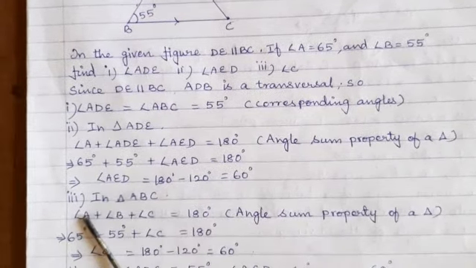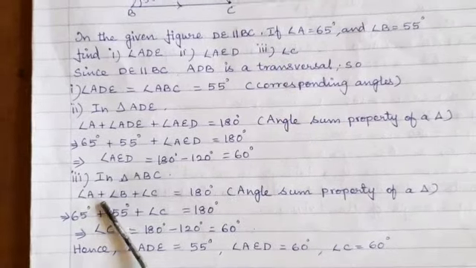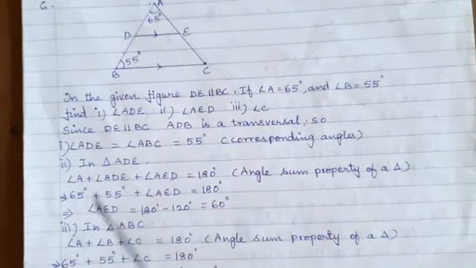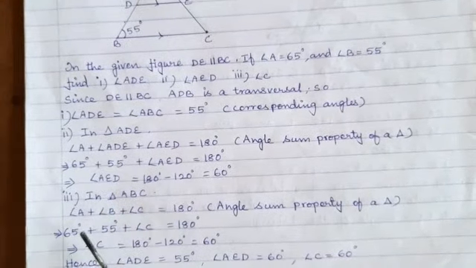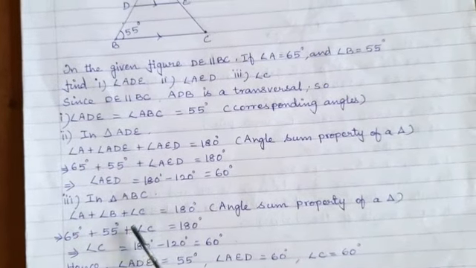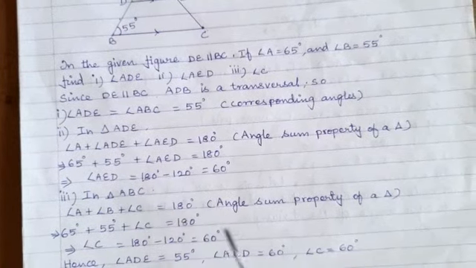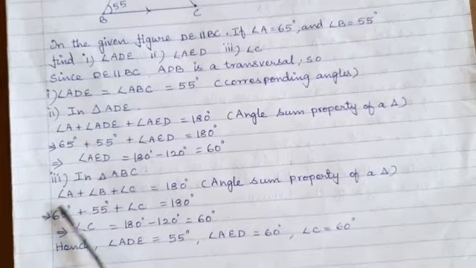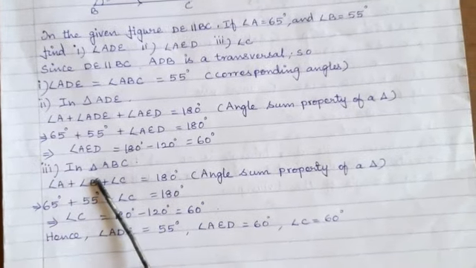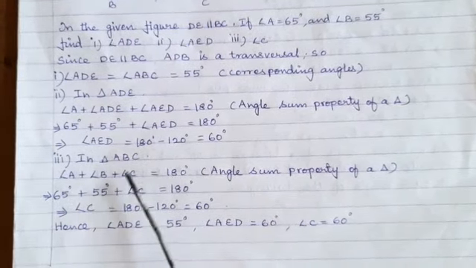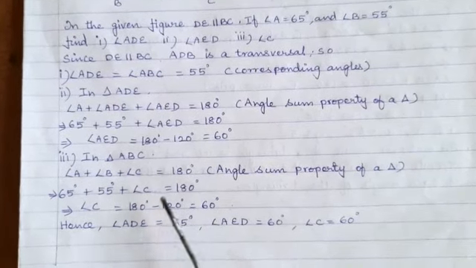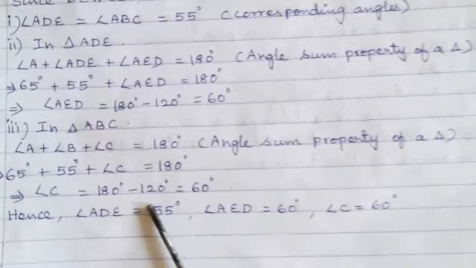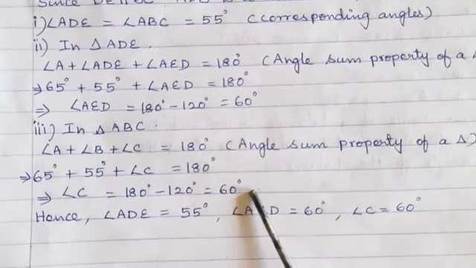The third part, angle C, we have to find out. So angle C is here, so now we will take triangle ABC. In triangle ABC, angle A plus angle B plus angle C equal to 180 degree. The reason is angle sum property of a triangle. Angle A is given 65 degree, angle B is 55 degree, it is given, plus angle C, which we are going to find out, equal to 180 degree. Then angle C equal to 180 minus 120, which is equal to 60 degree.